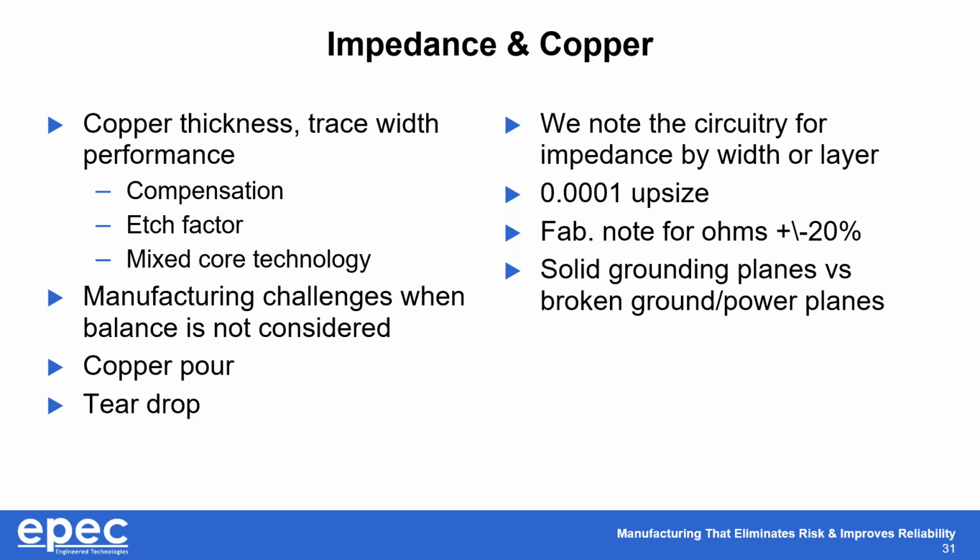Circuitry impedance by width or layer. Typically, we upsize the circuit that is impedance by 0.0001, just so we can pull it out at manufacturing. We can define those by layer. So just a little trick on the side to easily pull out the impedance circuitry. We'll add fab notes for the ohms to meet the plus or minus 20%. And we typically like to use solid ground planes versus broken ground or power planes.